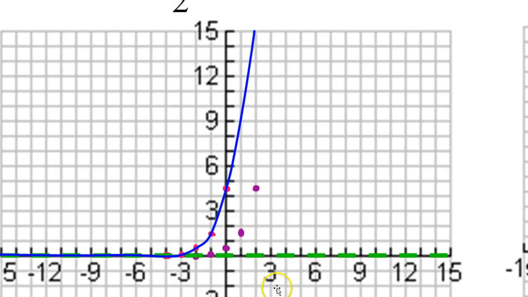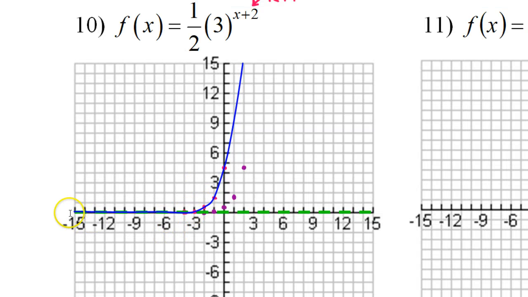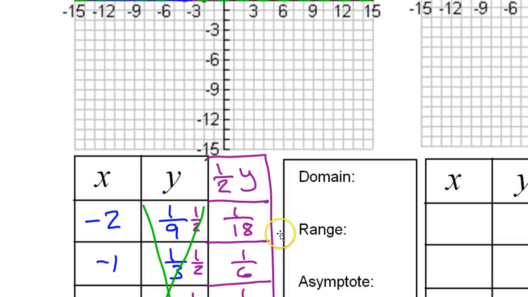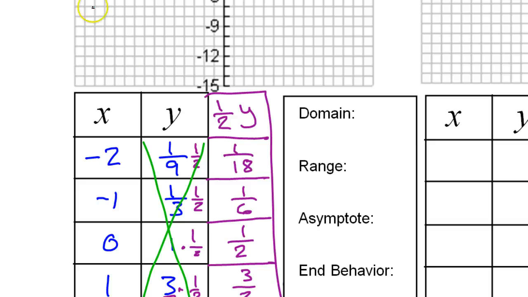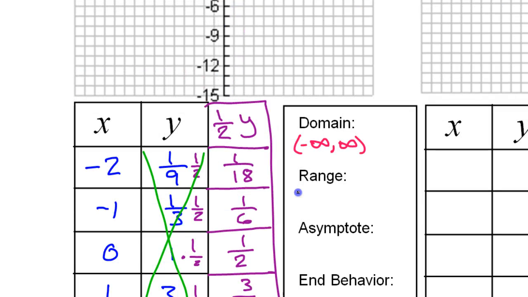All right, now we're supposed to answer some additional questions. We need the domain, range, asymptote, and end behavior. As usual, the domain is from negative infinity to positive infinity, since it goes left forever and right forever. The range is read from bottom to top, so this one goes from 0 to positive infinity. Notice the round parentheses on both sides. The asymptote is the x-axis, so that's y equals 0.